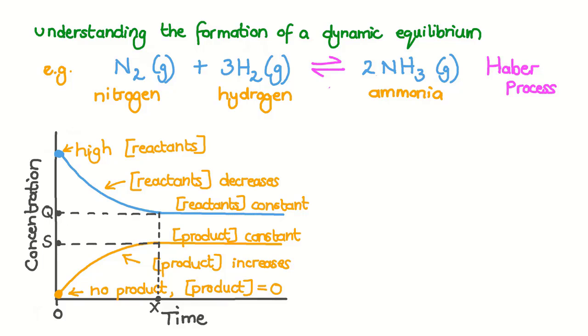Notice, however, that the concentration of the reactants at equilibrium, concentration Q, and the concentration of the product ammonia at equilibrium, concentration S, are not necessarily the same value. In this example, the concentration of the reactants at equilibrium is higher than that of the product. And this is because of the particular set of conditions that this reaction occurred under. The specific conditions of pressure, temperature, or concentration will directly affect the concentration of the reactants and product at equilibrium.